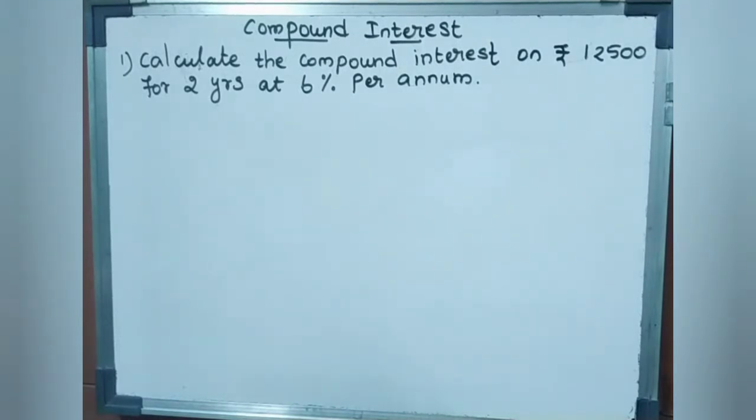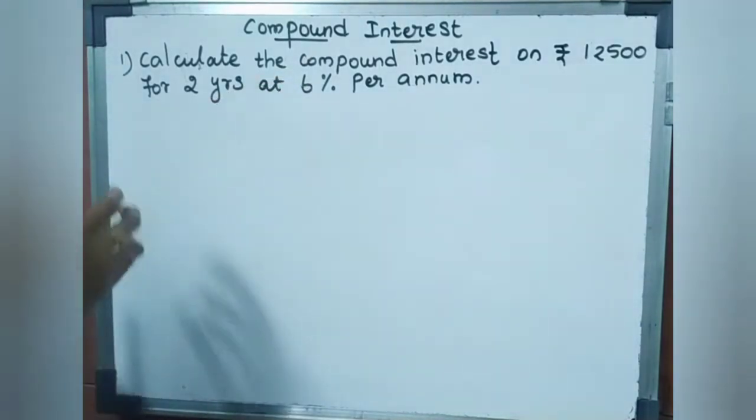First, I'm going to show you how to find the compound interest directly, step by step. That means each year we are going to calculate the interest. The difference between compound interest and simple interest you know already. Simple interest is always the same for every year, but compound interest will be different each and every year. Okay, so with this concept we can start this problem.